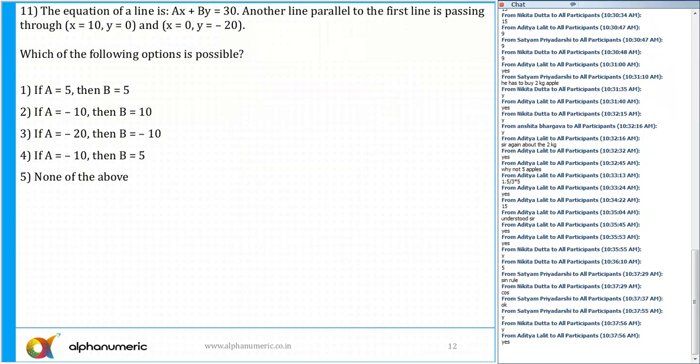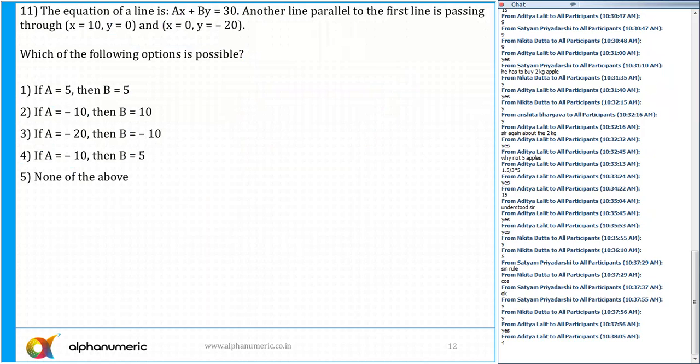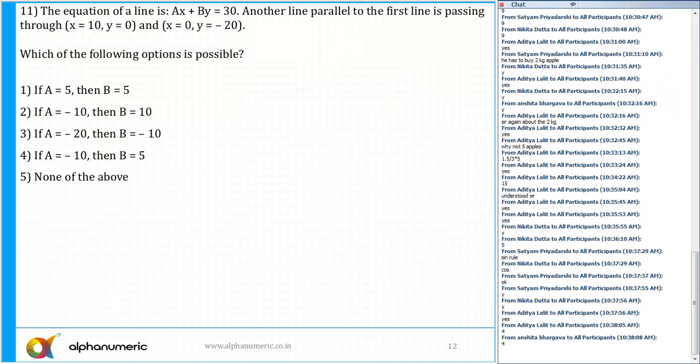Okay. Question number 11. What is the answer for question number 11? Tell me. Yes, that's right, option number 4. An easy one. Let me discuss. The equation of the line is ax plus by equal to 30. Any line which is parallel to this line has an equation of the form ax plus by equal to k. Another line parallel to the first line is passing through x equal to 10 and y equal to 0.